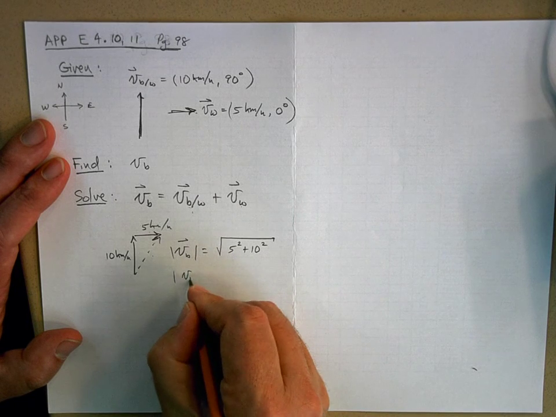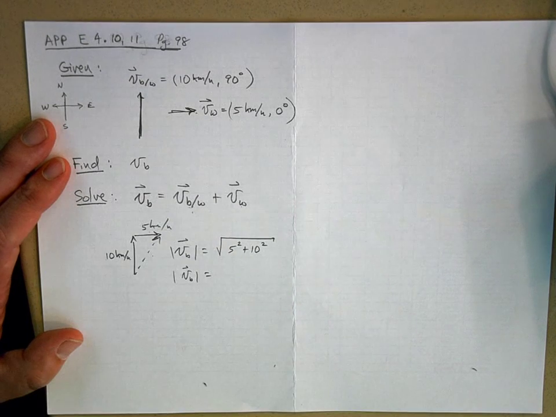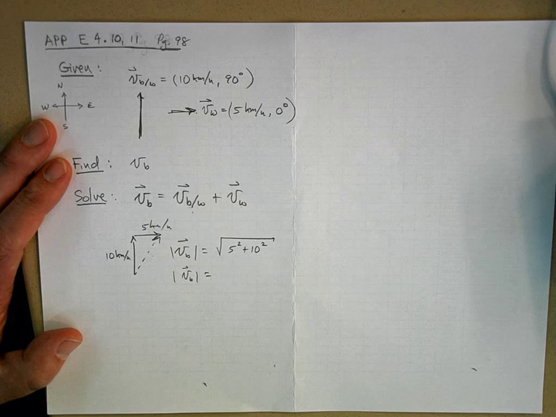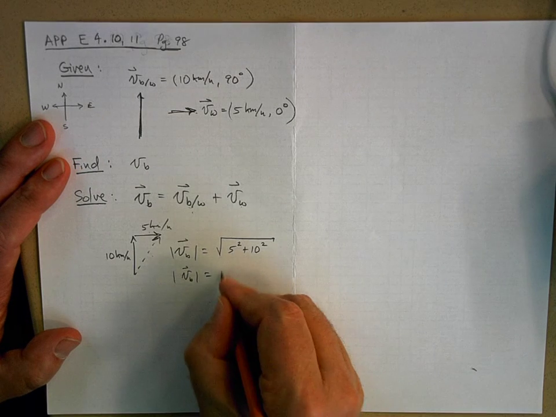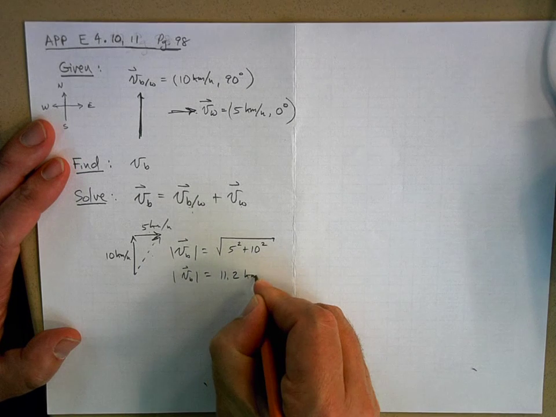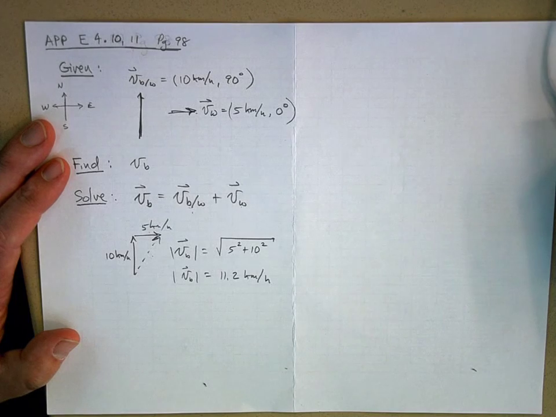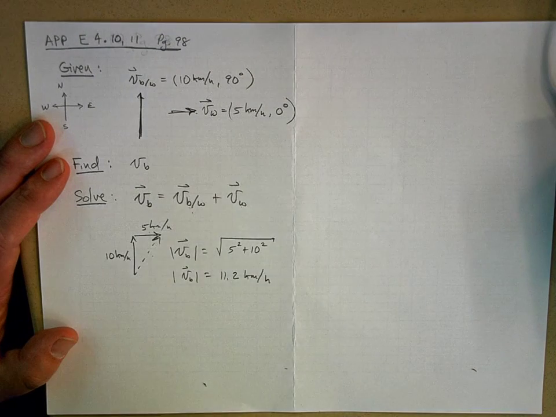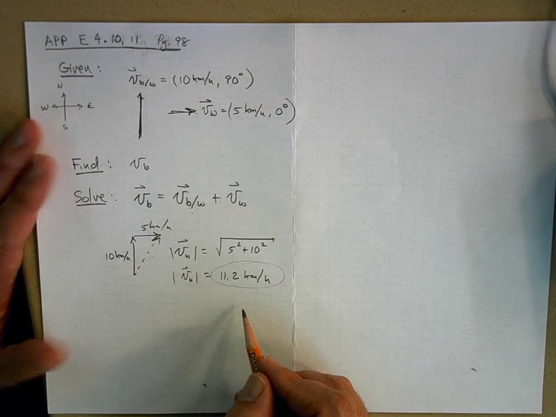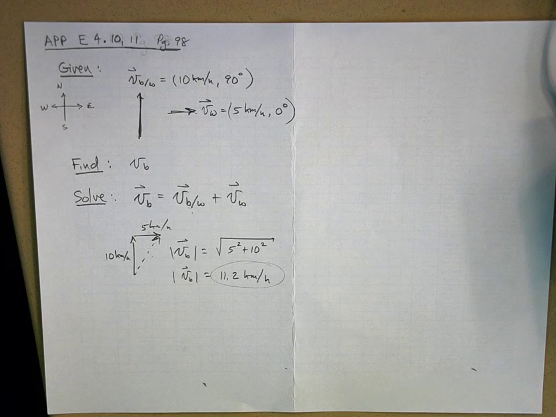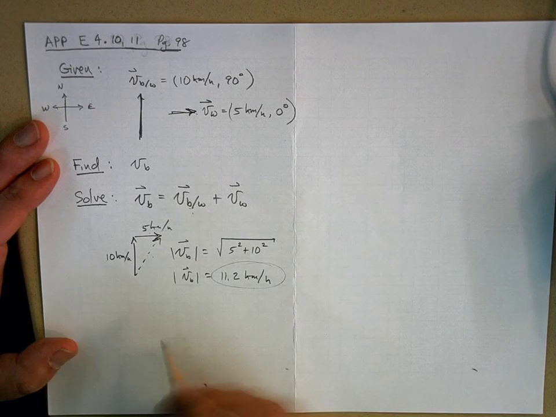Rather than use a calculator, I'm going to cheat and look at the book. And so it's 11.2 kilometers per hour. Okay, that is my speed. Now, that's not my total answer, right? Because a vector has magnitude and direction. So let's figure out what the direction is. And so I'm going to use inverse tangent.